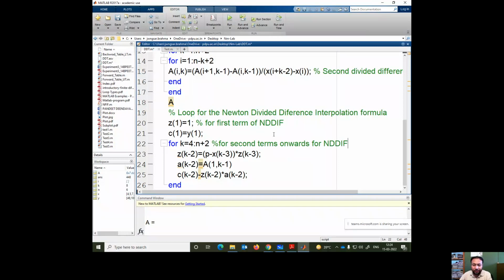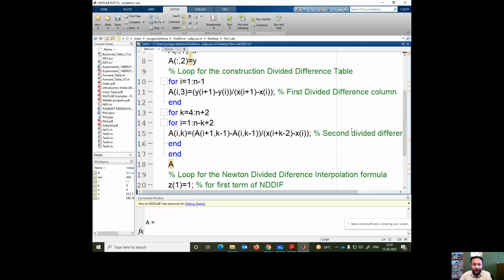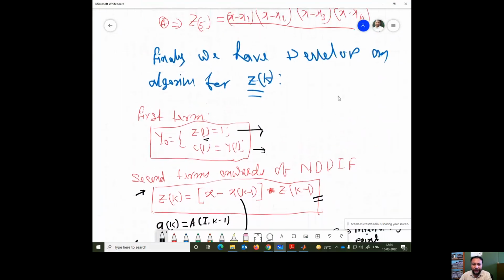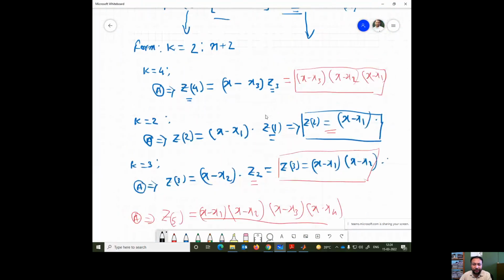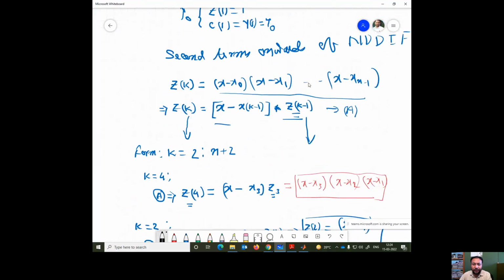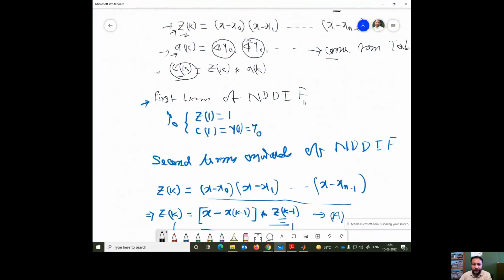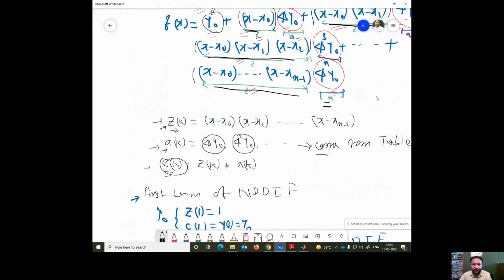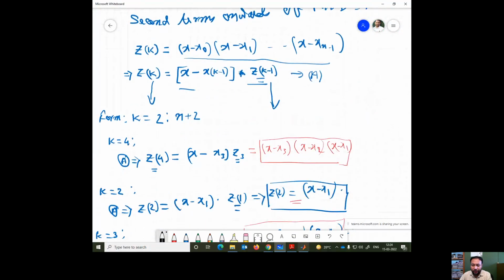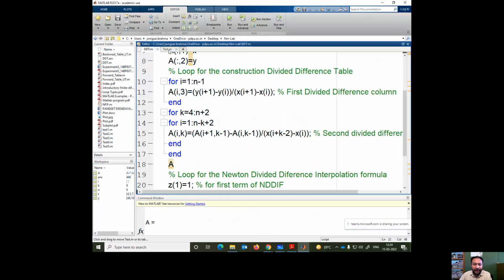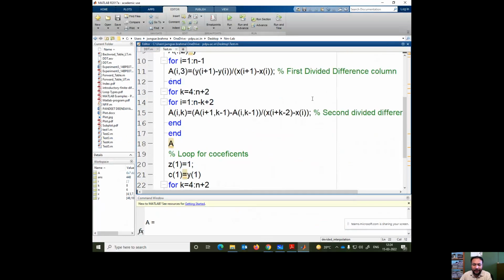Just be careful here in our calculations. What was the formula of it? The formula was like this here. Just look at the formula here, the Newton divided difference formula. Look here. The first term. This is the first term. Second terms onwards, we have applied the algorithm here. Okay. Now come to our final, our final look here.